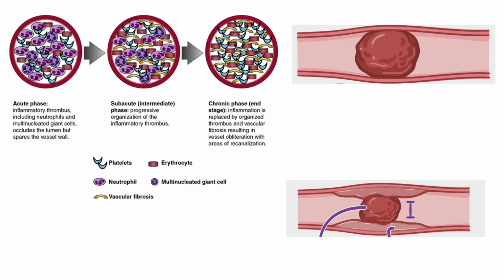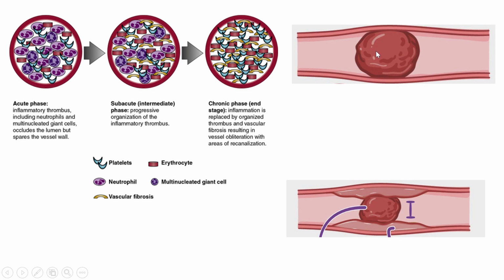Okay, so as you can see in the picture, in the acute phase you can see a lot of neutrophils and giant cells, but as the inflammation progresses, there is organization taking place. That is, the thrombus settles down. So here, if you see the cells in this, there will be more of the fibroblasts and the platelets and the red blood cells, and less of the immune cells.